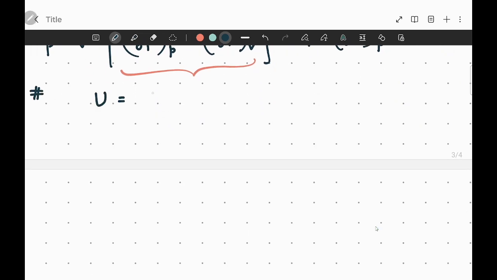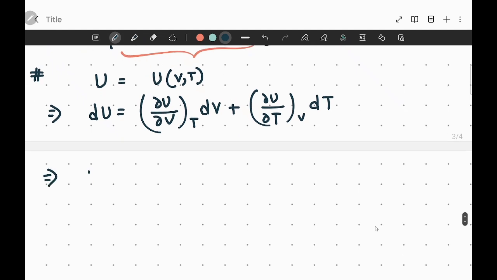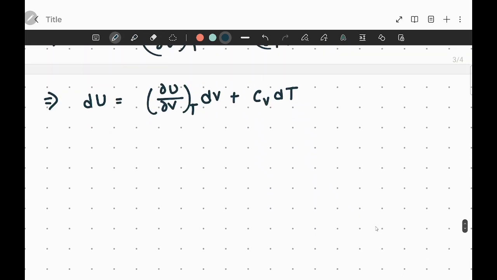U is a function of volume and temperature, so you can write dU equals del U del V at constant T dV plus del U del T at constant V dT. This is Euler's exact differential formula. So dU will be del U del V at constant T dV plus CV dT. This formula we use very often.